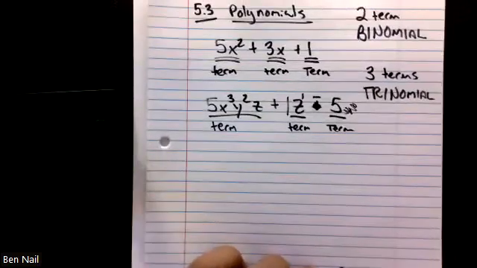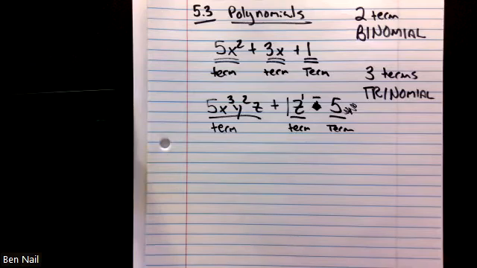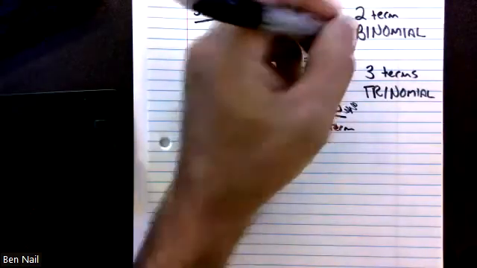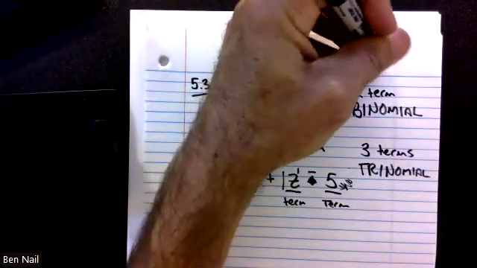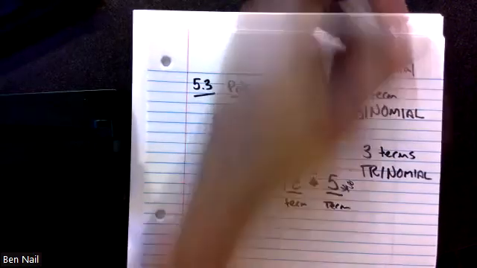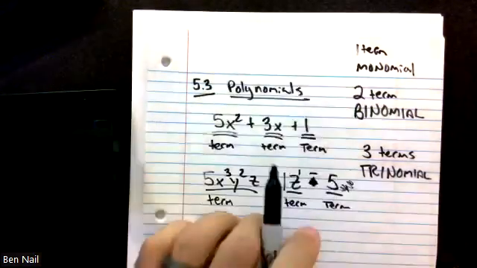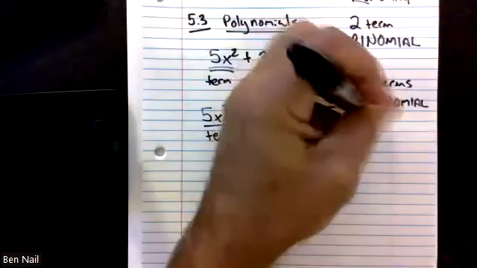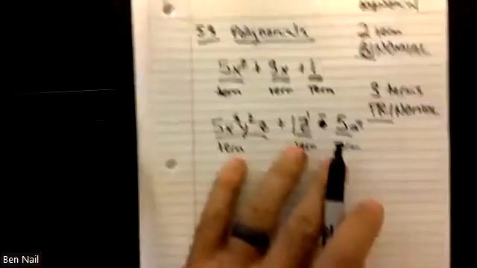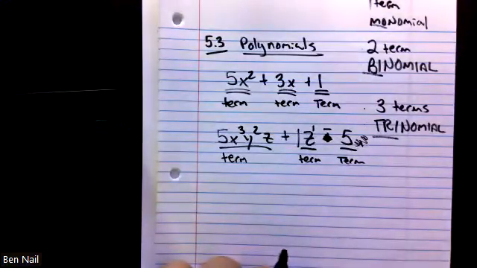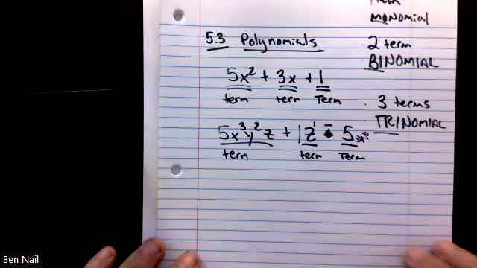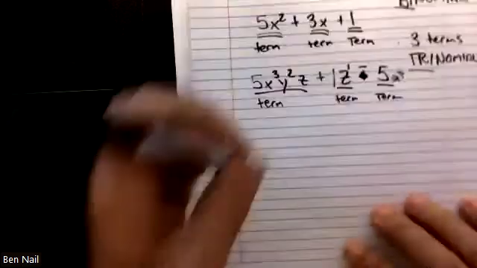A couple of the problems in your homework are going to ask you to identify: is this a binomial or a trinomial? I guess technically, I didn't say, but if there's only one term, that is a monomial. So one term is a monomial, two terms is a binomial, three terms is a trinomial. Anything more than that is just referred to as a polynomial. These two are also polynomials, they just have a specific name. So there's a couple of definition things in there. It'll ask you to identify.